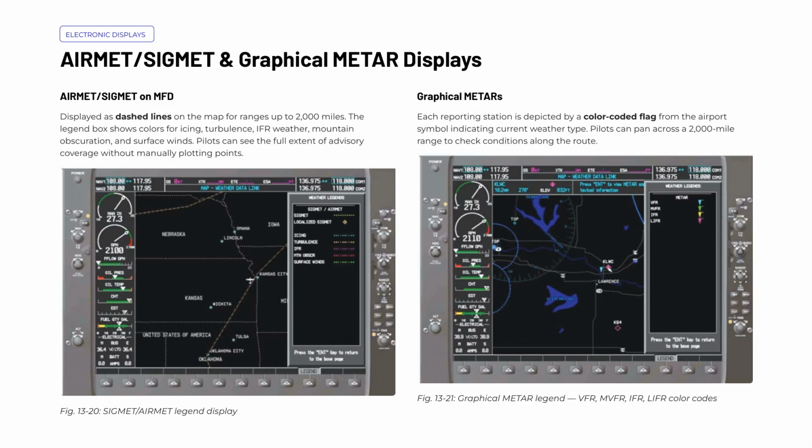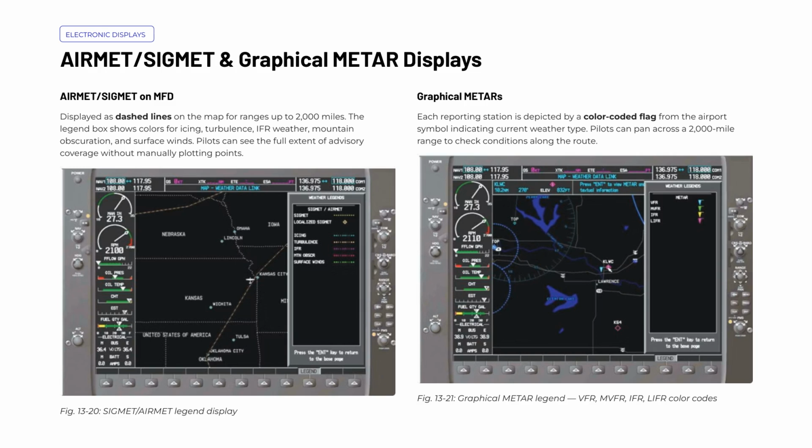Graphical METARs take this one step further by providing real-time surface weather conditions at individual reporting stations. Each airport symbol displays a color-coded flag that instantly communicates the current flight category: green for VFR, blue for marginal VFR, red for IFR, and magenta for low IFR.